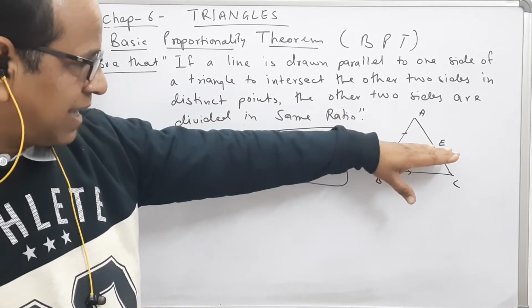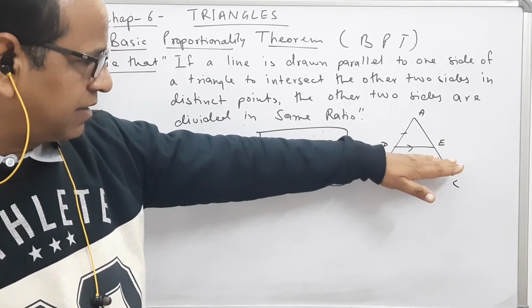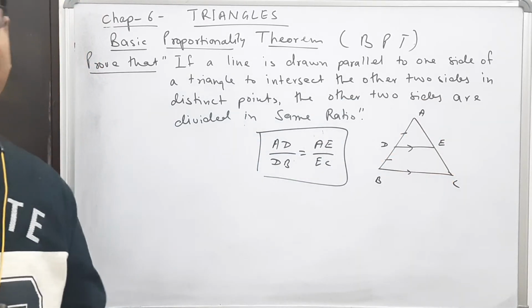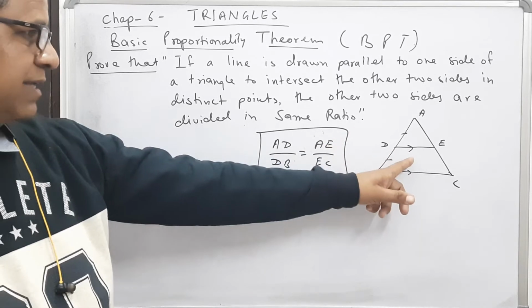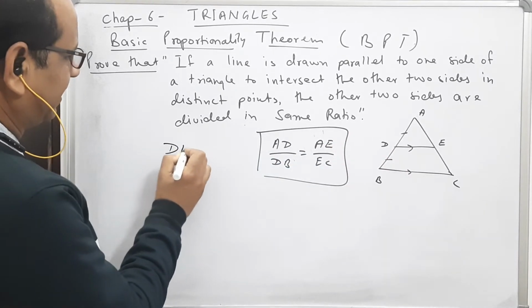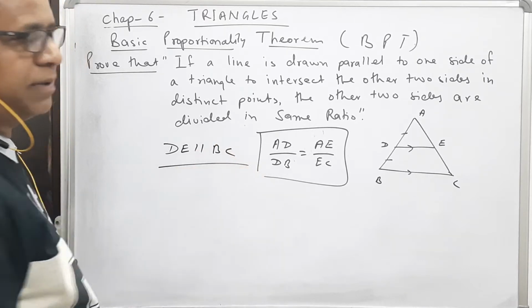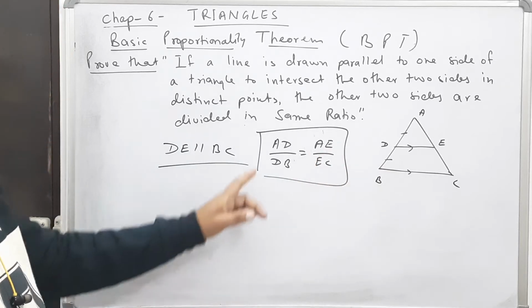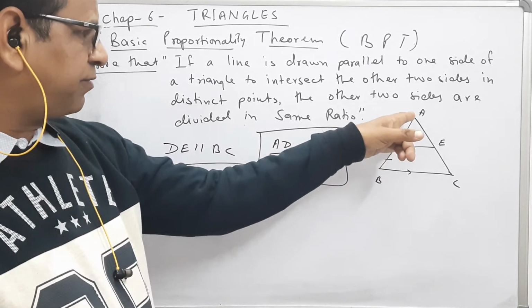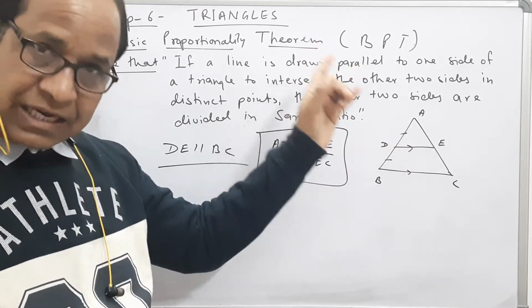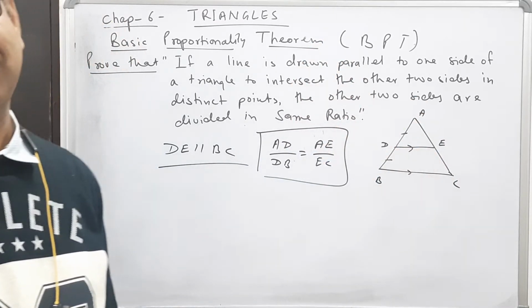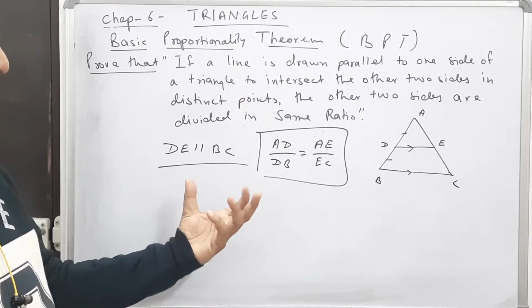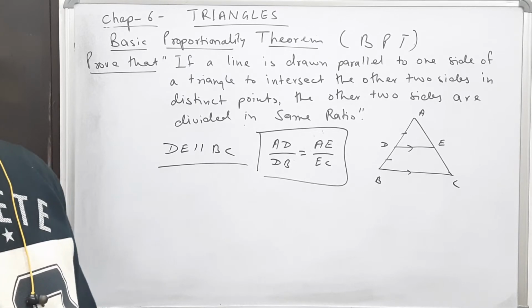If this line is parallel to this line, it can be at the midpoint, it can be on the upper side, it can be on the lower side. This line can be anywhere. But the important part is that DE is parallel to BC. So if DE is parallel to BC, then the ratio of AD with DB is equal to AE with EC. That is the BPT. And sometimes in the exam, the proof of the BPT is also asked.